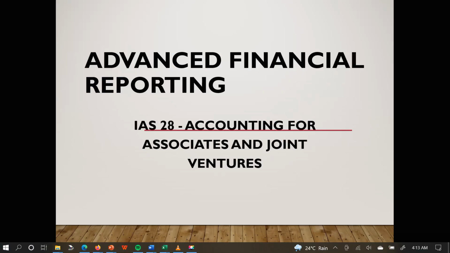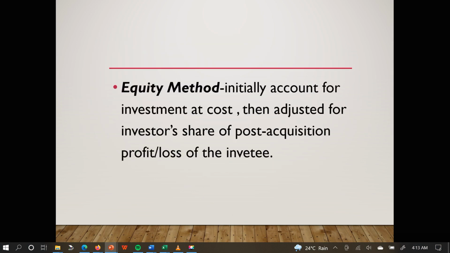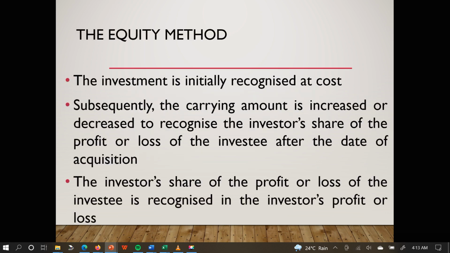Here we have already defined the equity method, which means you initially account for the investment at cost, and then you adjust for the investor's share of post-acquisition profit or loss of the investee. So this provides you further detail of the same thing. And in all this, we are talking about the equity method. Associate under IAS 28 means equity method, and that's how you account for it.